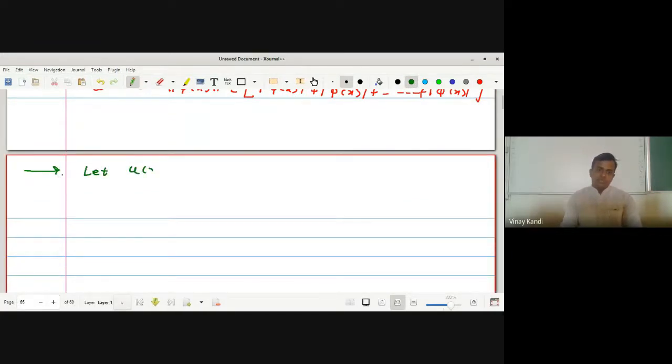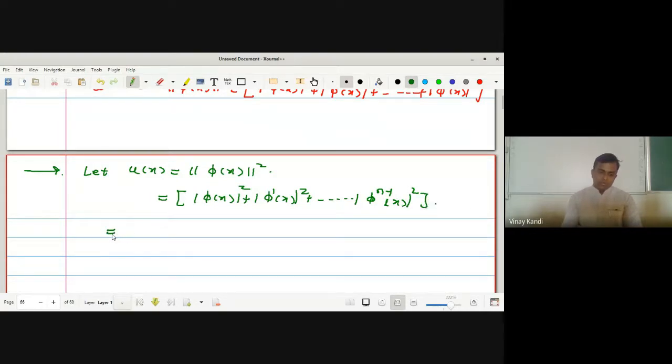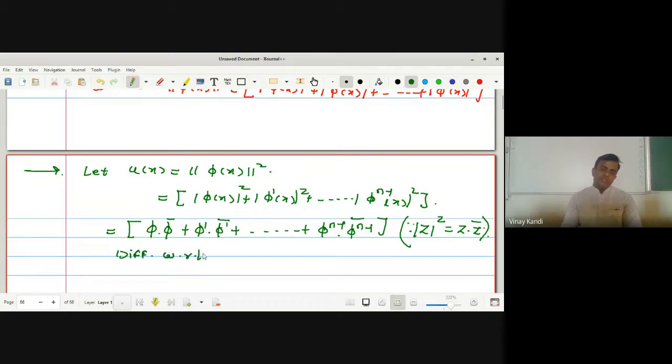Let u of x be equal to norm of phi of x squared, which is equal to mod square of phi of x plus mod square of phi dash of x plus, and so on, mod square of phi raised to n minus 1 of x. Okay, which is equal to phi into phi bar plus phi dash into phi dash bar plus, and so on, plus phi raised to n minus 1 into phi raised to n minus 1 bar. Why can we write like this? Because mod of z square is equal to z into z bar. Okay, any doubt up to here? No, sir. Now differentiate with respect to x.